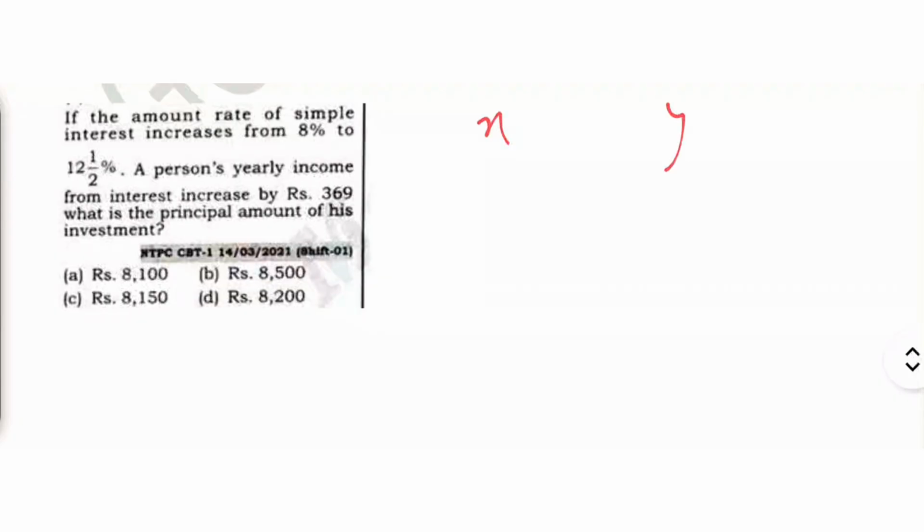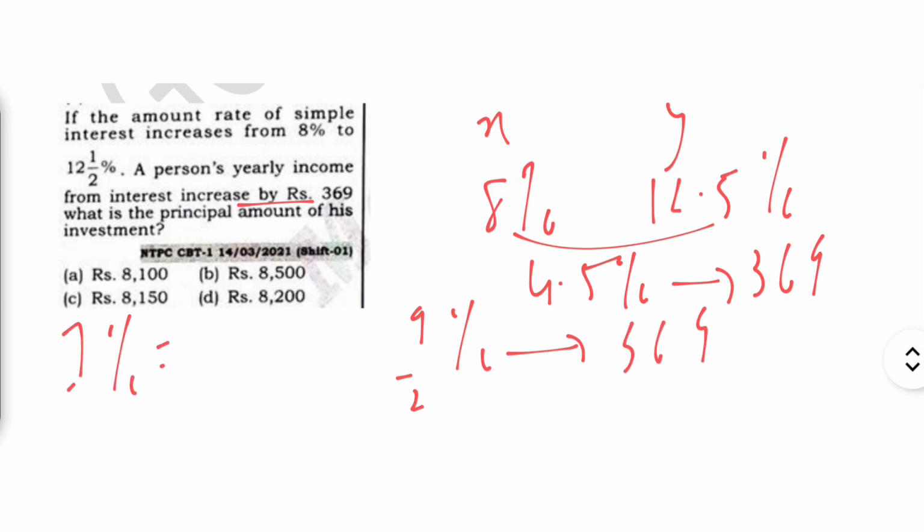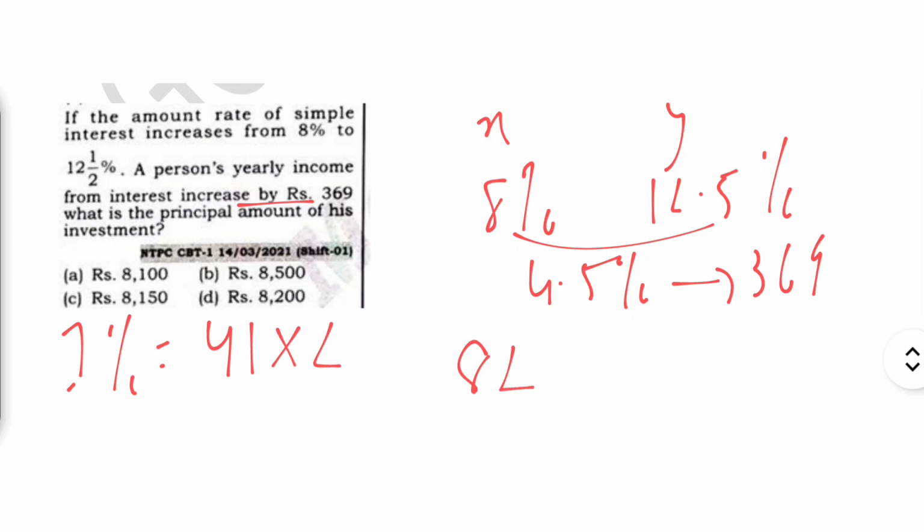Let's suppose these are two people X and Y. If one is 8%, another one is 12.5%, by this his interest increases by rupees 369, that means 4.5% is the increase. So 9 by 2% is nothing but 369. So 1% is how much? 41 into 2, which is 82. So 100% is how much? 8,200. That is D. Simple.